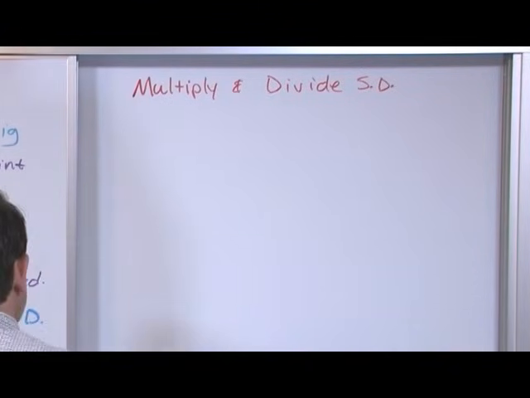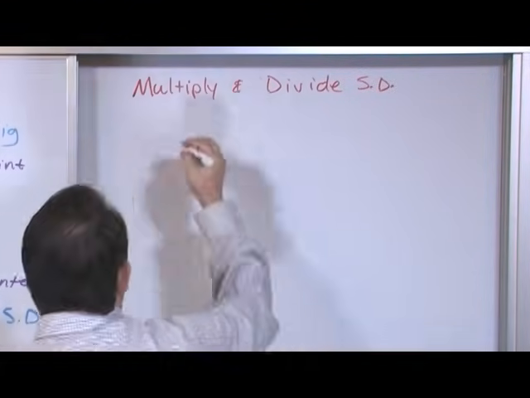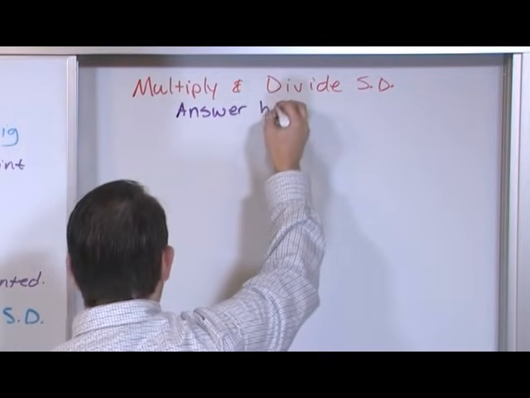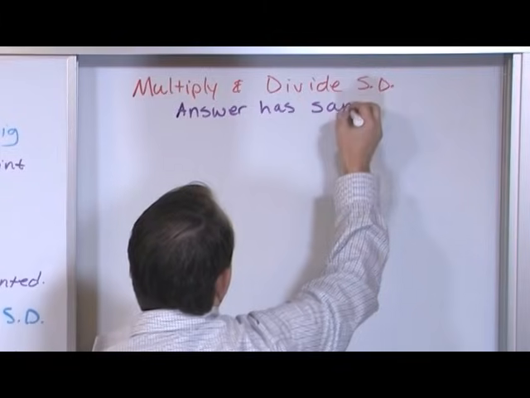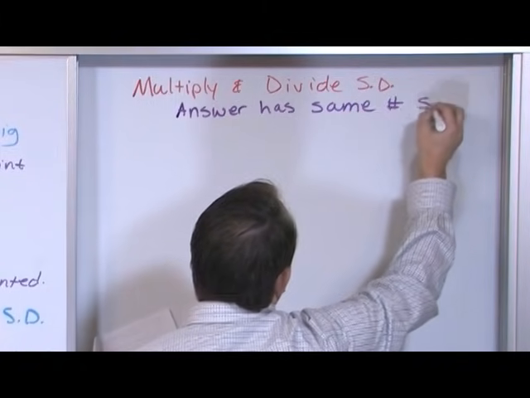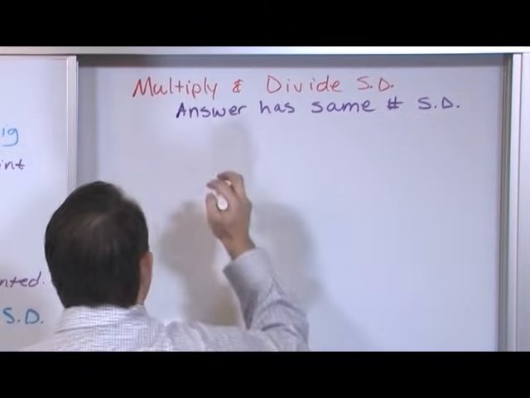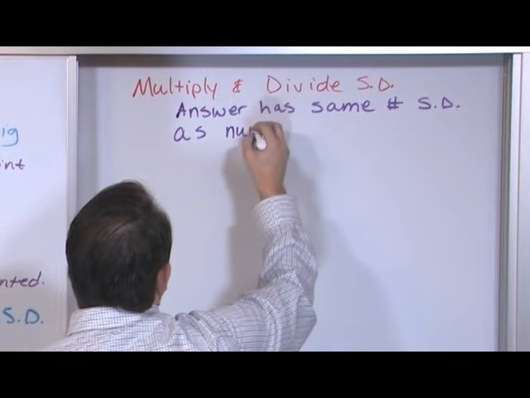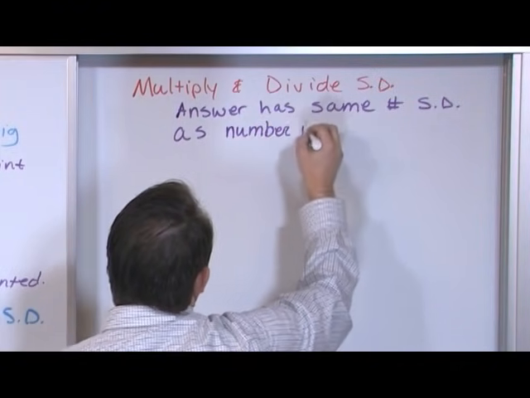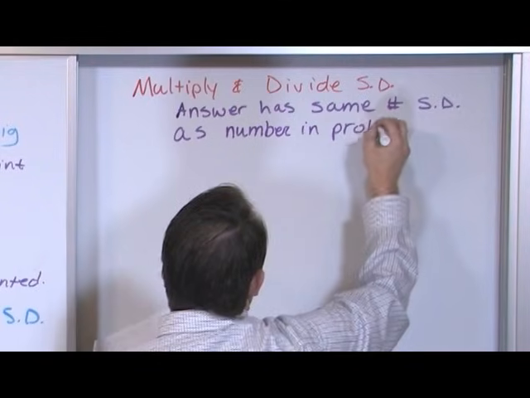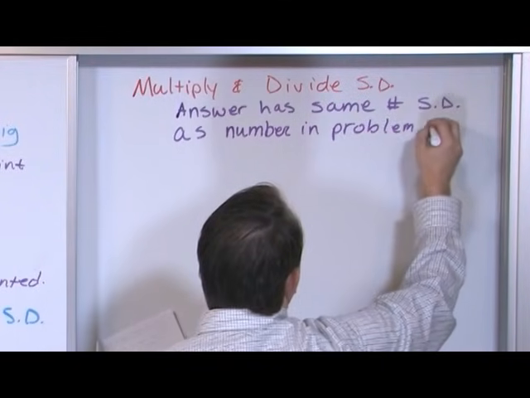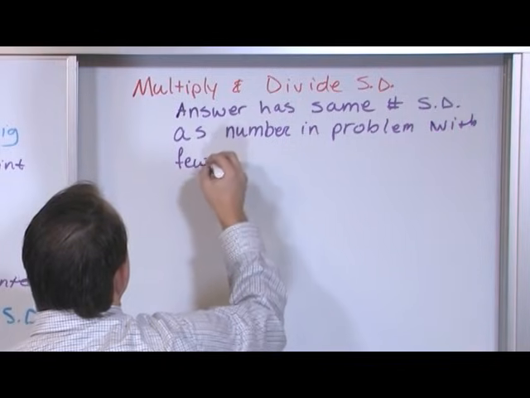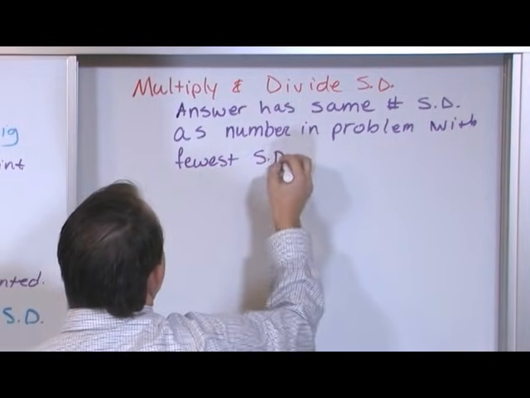Basically, the answer has the same number of significant digits as the number in your problem with the fewest significant digits. That's a lot of words.